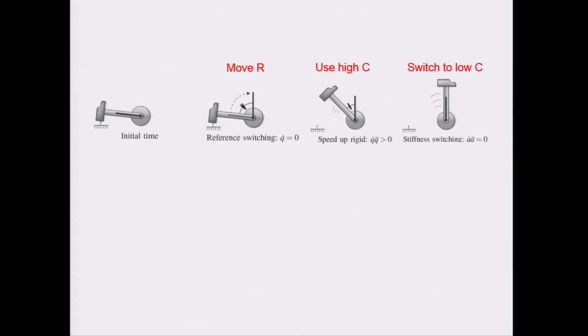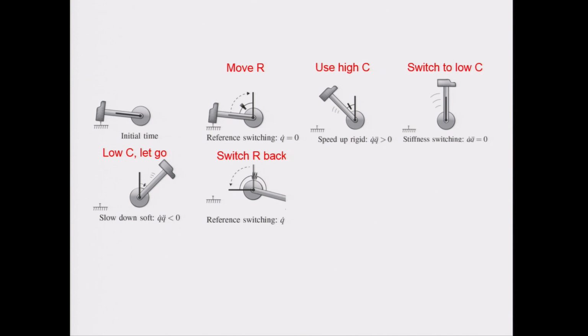Then when the hammer reaches the reference, so basically when the hammer is overcoming the reference, we have to switch the stiffness from high value to the low value. Why? In order to be able to have the maximum potential energy stored into the elastic transmission.